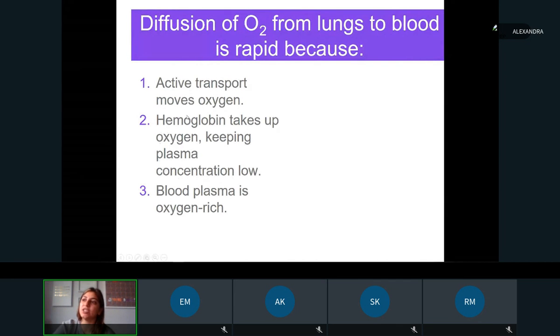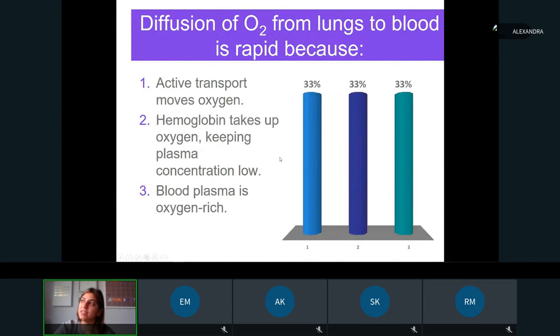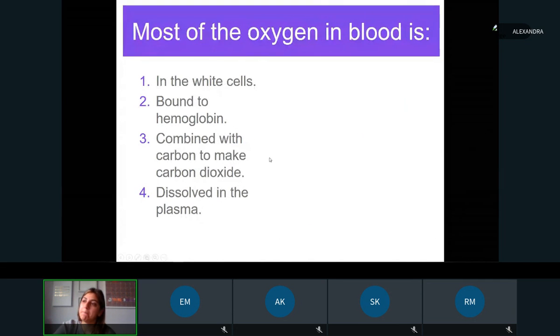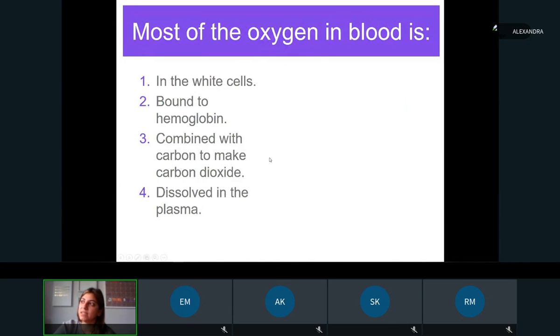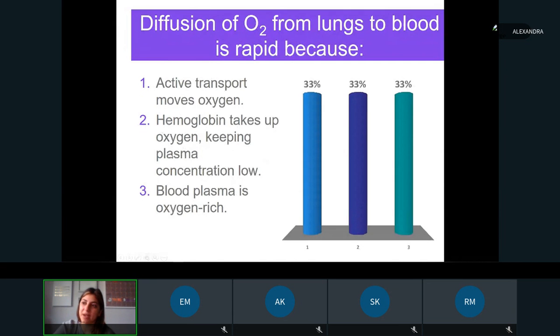Hemoglobin takes up oxygen, keeping plasma concentrations low. Or is it blood plasma is oxygen rich? Okay. For the sake of time, let's see what our answer is. Our answer was 2, as a matter of fact.